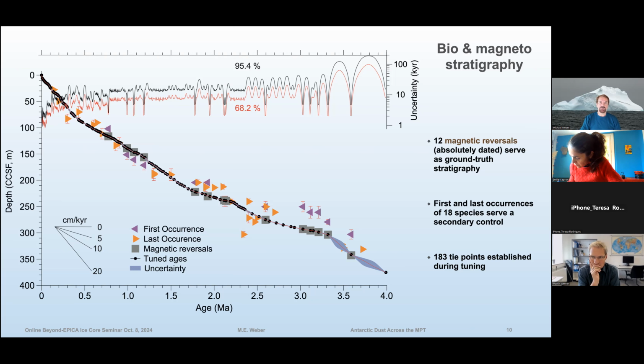And then accompanying, but not really taken as a direct age control, is biostratigraphy. So you see these left triangles, triangles in purple pointing to the left. This is the first time a specific species occurred. And then you see the ones in orange that point to the right. This is the last time a species occurred. And we had about 18 of those events over the last 4 million years.